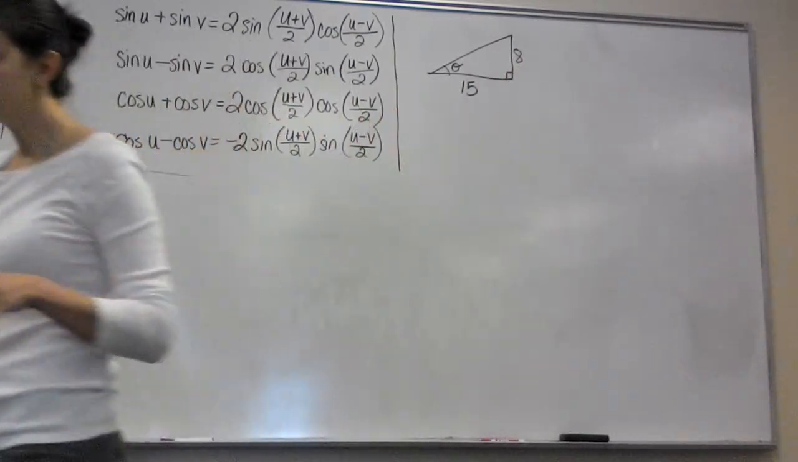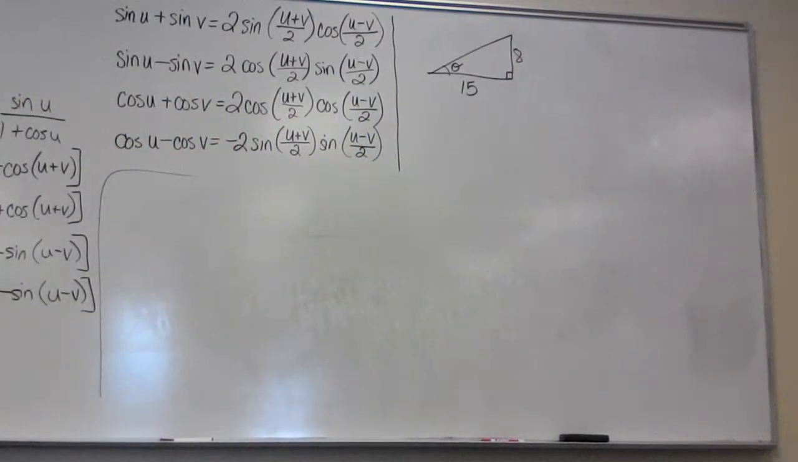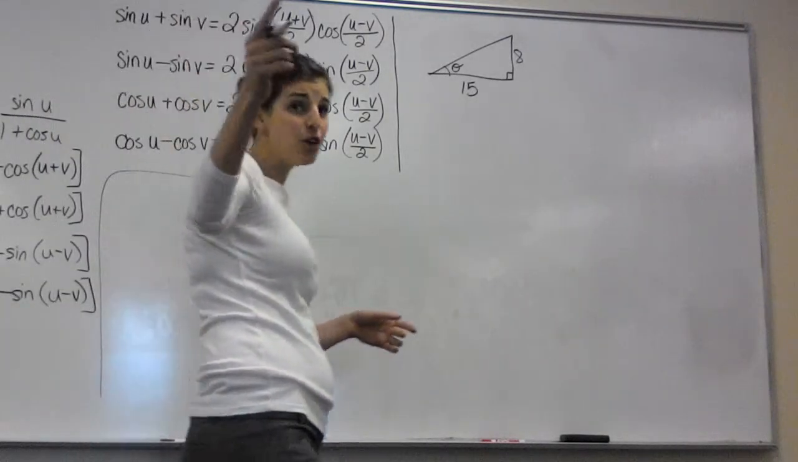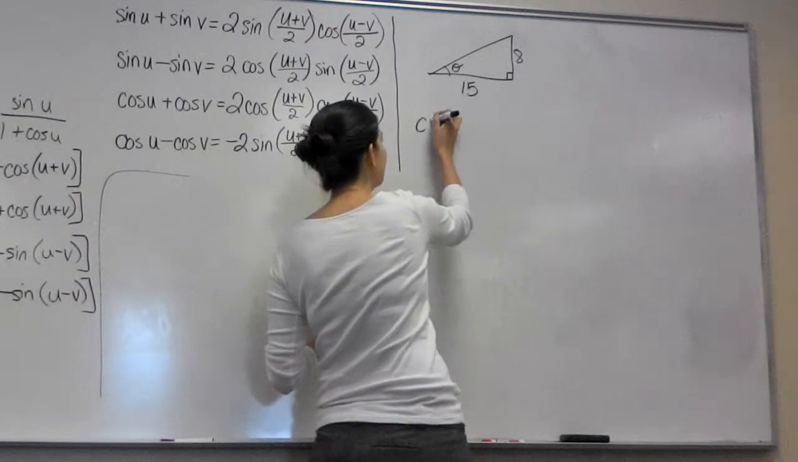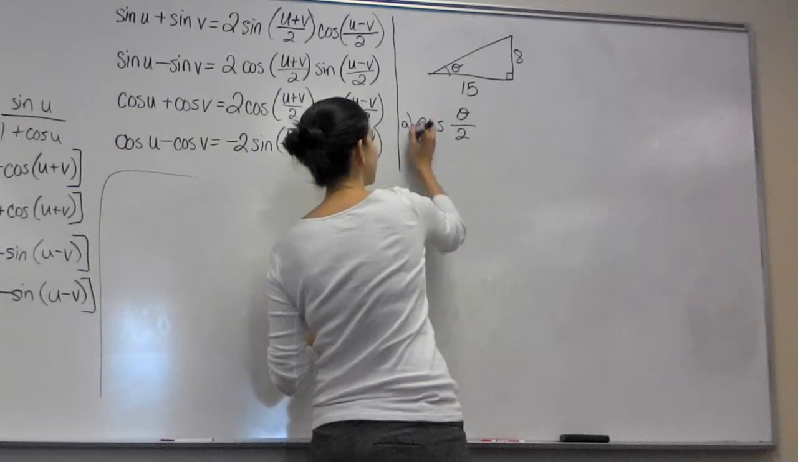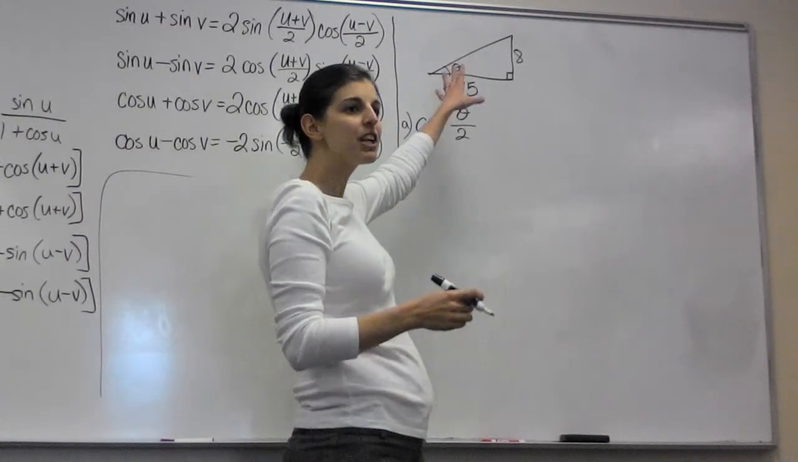Use the figure to find the exact value of each trigonometric function. I haven't given you the functions yet. Pythagorean Theorem first. So it's cosine of theta over 2. Yep, that's how this ties to this section. I've seen problems like this before.